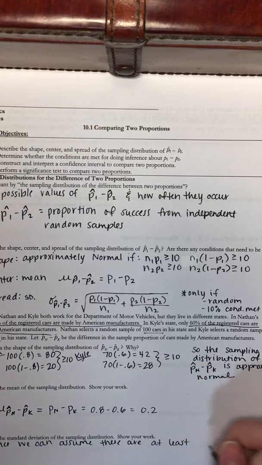Seems like a fair assumption, right? That there would be 1,000 cars in one state. Pretty obvious.